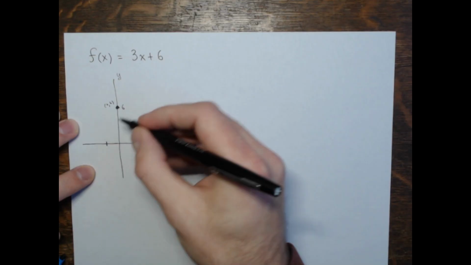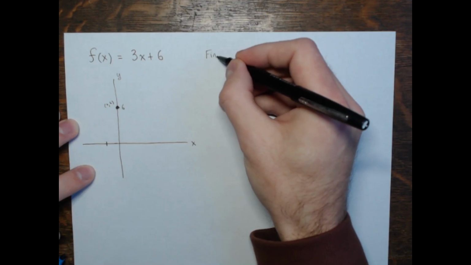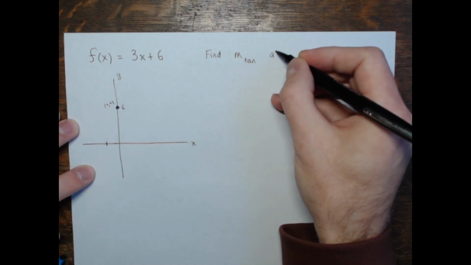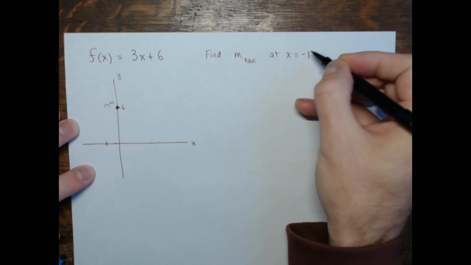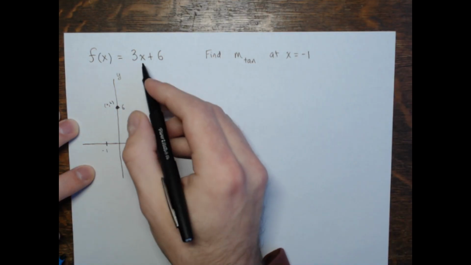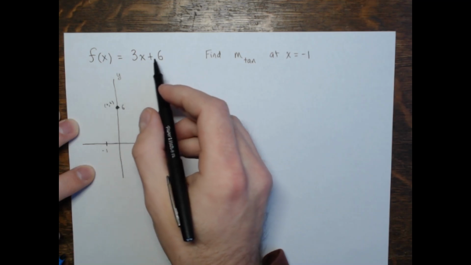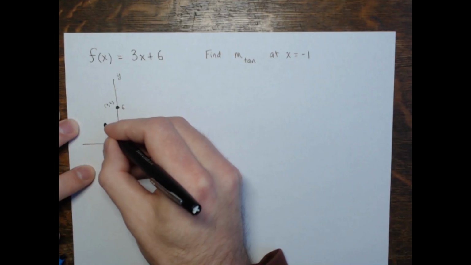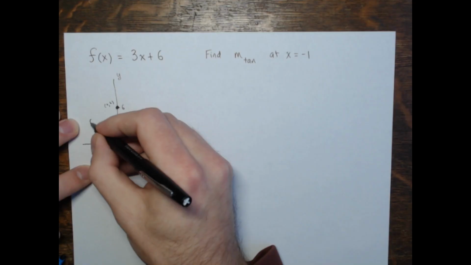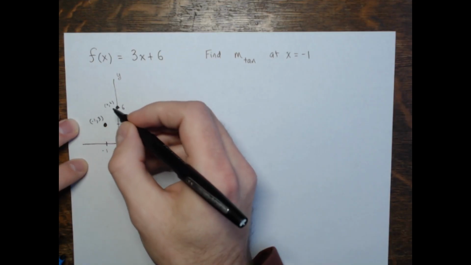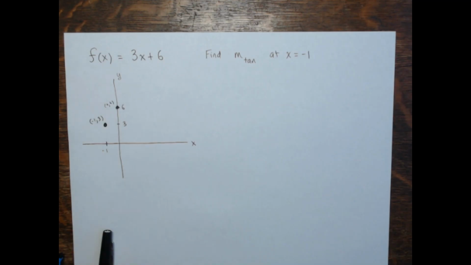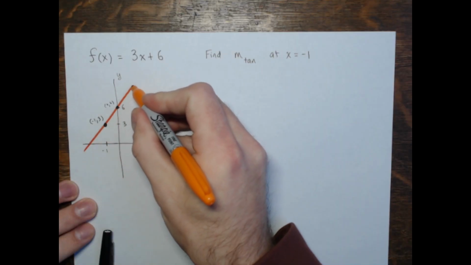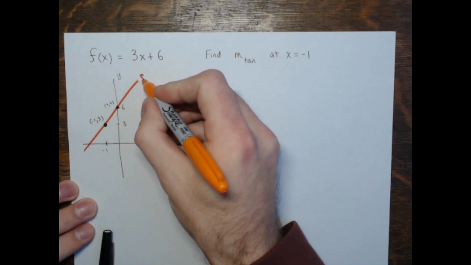And we're concerned with x equals -1. We're asked to find the slope of the tangent line at x equals -1. So I'll plug in -1. This would be -3 plus 6, you get +3. Okay, so here's the point in question. This is the one that we care about, -1, 3. And again, it's a straight line graph. Here's the graph of f.